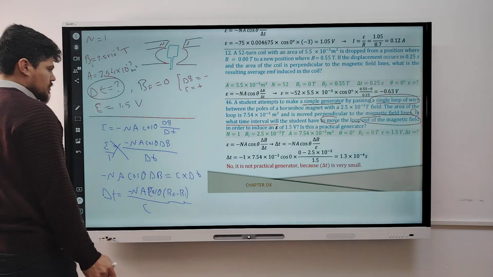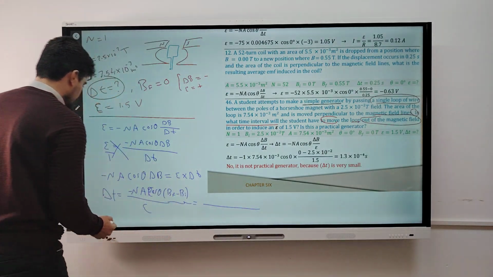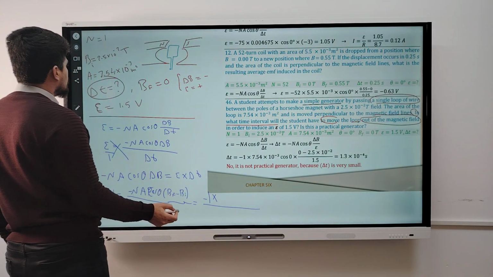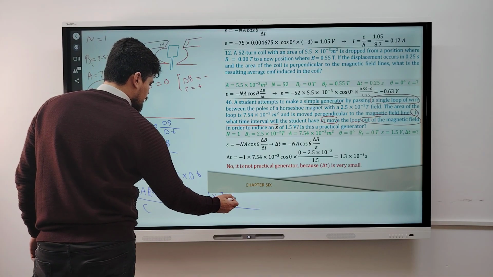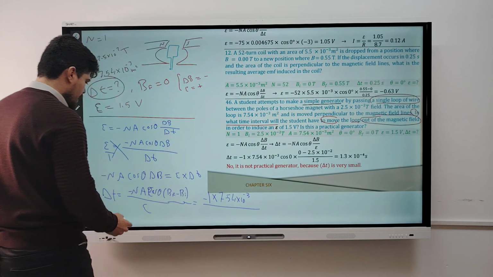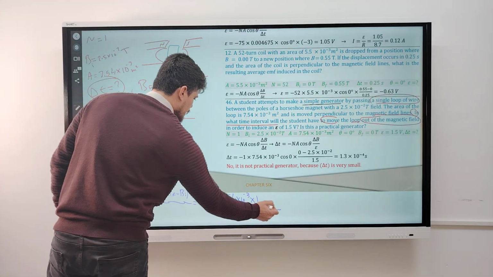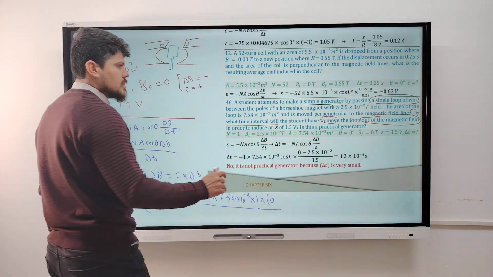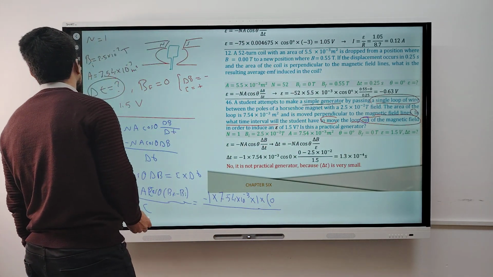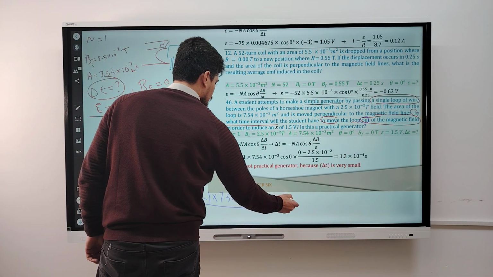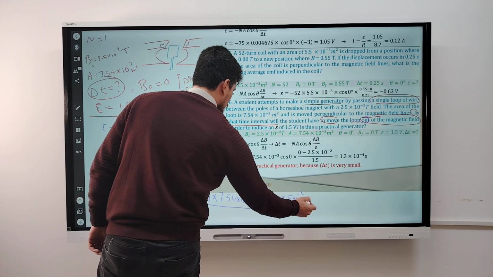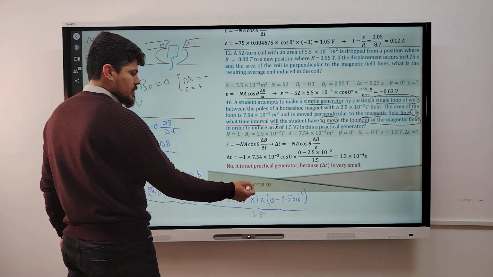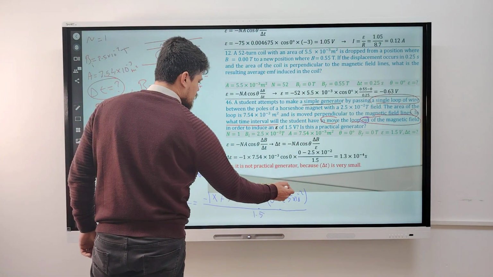Okay, so you can replace here. Number of turns 1, negative 1 times the area that was given, 7.54 times 10 power negative 3, times cosine 0, which is 1, times B final 0. Why? Because the coil is moved out. The loop is out. Minus 2.5 times 10 power negative 2 over 1.5. So here 0 minus 2.5 is equal to negative 2.5 times 10 power negative 2.